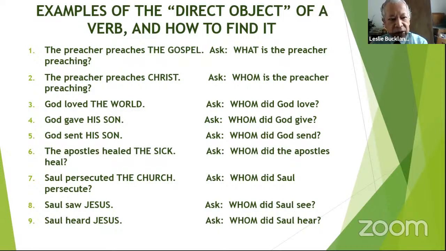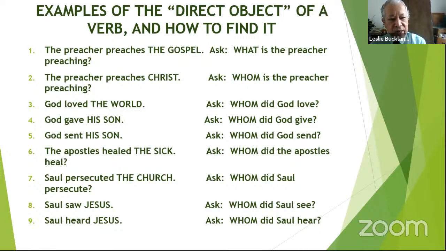In the case of God gave his son, I believe that even though his is not a noun, because son is being identified as God's son, not just any son, but God's son, it should be part of the direct object. Okay, so that is why I include his in number 4. So you ask whom when you're dealing with a person. Whom did God give?